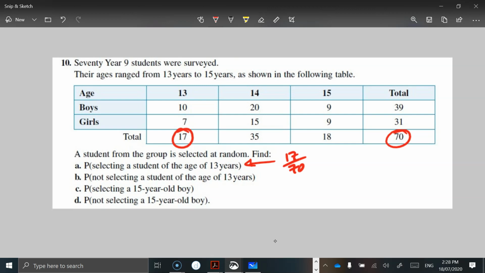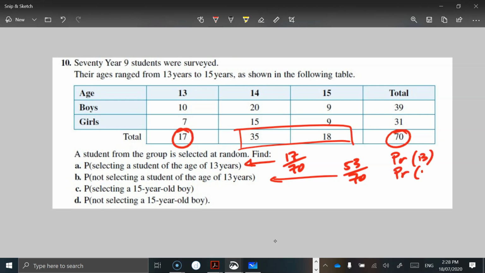With part B, the probability of not selecting a student of 13 years of age would obviously be everything else, okay? So 35 plus 17 is going to be 45, 53. The other option is 70 take away 17, which is also going to be your 53 over 70. It's whatever's left over. So in shorthand, you could say the probability of 13 or the probability of not 13, okay?